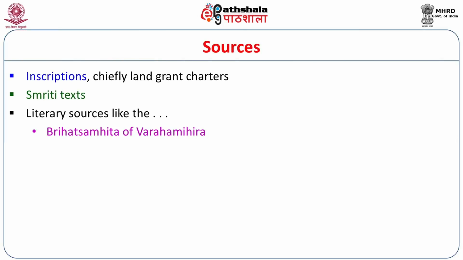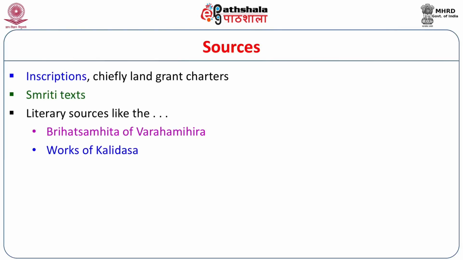Apart from the Smritis, there are also some literary texts like the Brihat Samhita of Varaha Mihira, which also most probably belongs to the 6th century CE. This Brihat Samhita is actually a text on astronomy, astrology and other aspects.